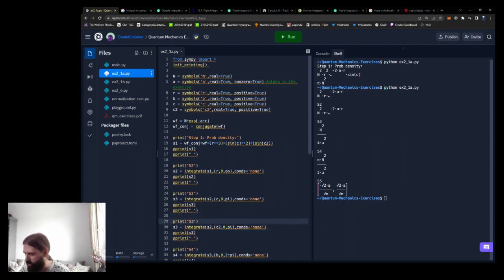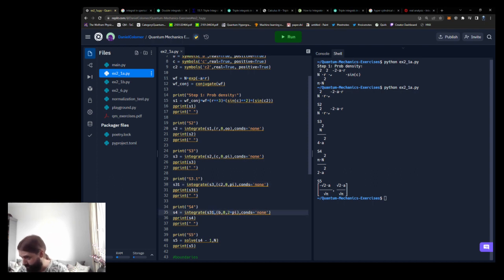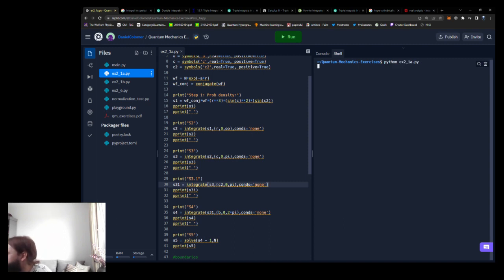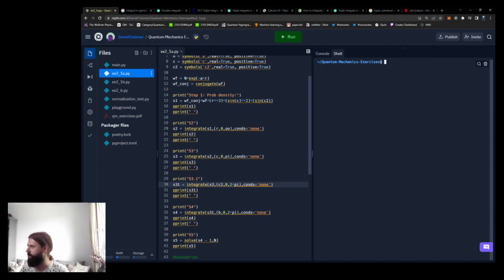Same thing, but this is like 3, 1, 3, 1, and this is S3 and this is S3, 1. Something tells me that's not going to work. No. Maybe 2 pi. 3 pi. It's different. It doesn't seem like it's right.